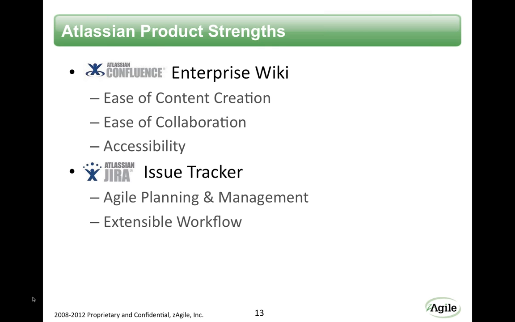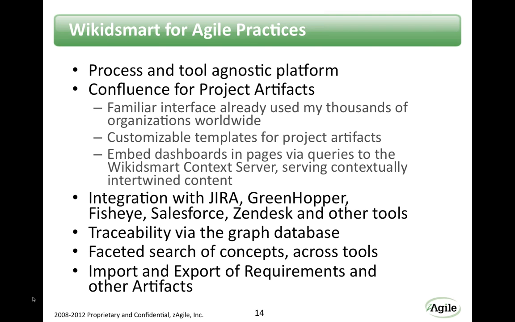So now between these two, then where do we come in? First, you've got the process and tool agnostic platform that Wikidsmart provides. You've got Confluence, which we will show you how you can use for creating project artifacts. And of course, Wikidsmart integrates with JIRA, GreenHopper, Fisheye, GitHub, and a whole lot of different tools.